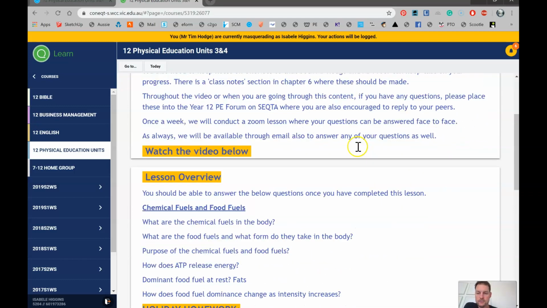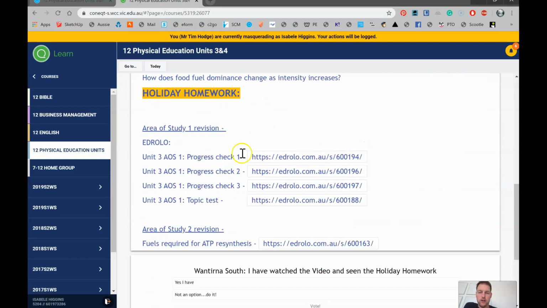Over the holidays, if you scroll down to the bottom, you'll see the holiday homework we've got here. What we want you to do is to go back and really hone in on all the stuff we've learned about our skill classification and also our biomechanics. Make sure you go over all those Edrolo progress checks and know the feedback we've provided to you through SAC 1, and really look at what you can improve in those areas.